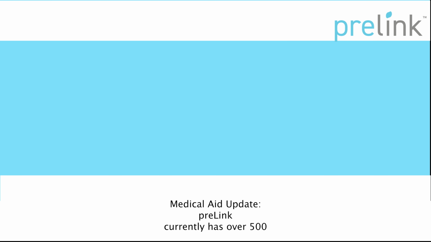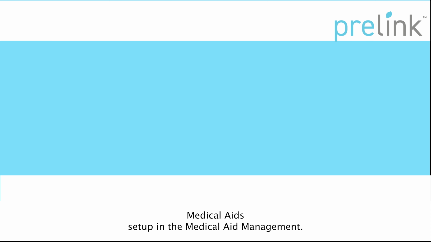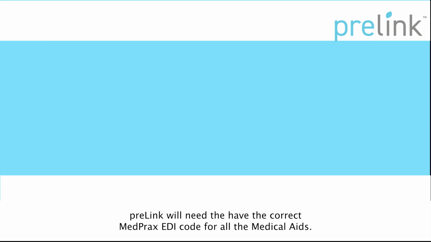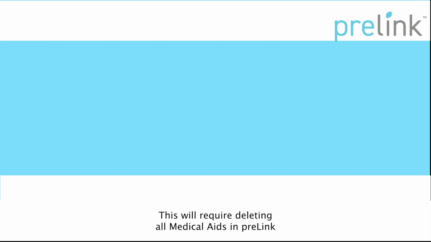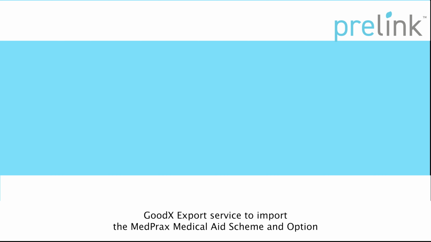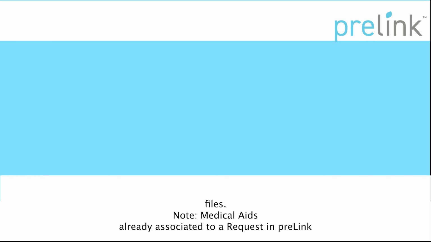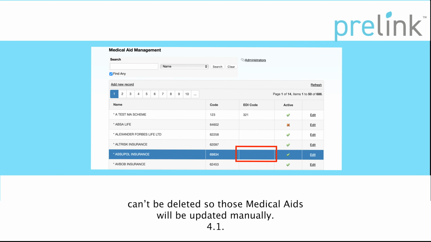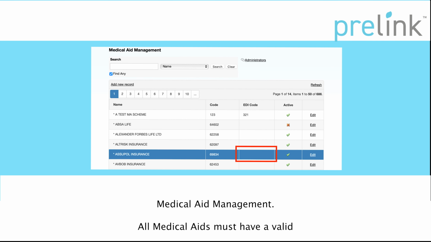4. Medical aid update. Prelink currently has over 500 medical aids set up in the medical aid management. To ensure that the correct medical aid scheme and option codes are sent to GoodX, Prelink will need to have the correct MedPrax EDI code for all the medical aids. This will require deleting all medical aids in Prelink and then allowing the Prelink GoodX export service to import the MedPrax medical aid scheme and option files. Note: medical aids already associated to a request in Prelink can't be deleted, so those medical aids will be updated manually.